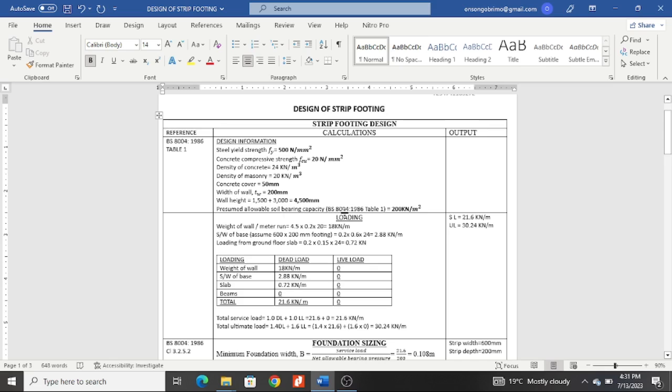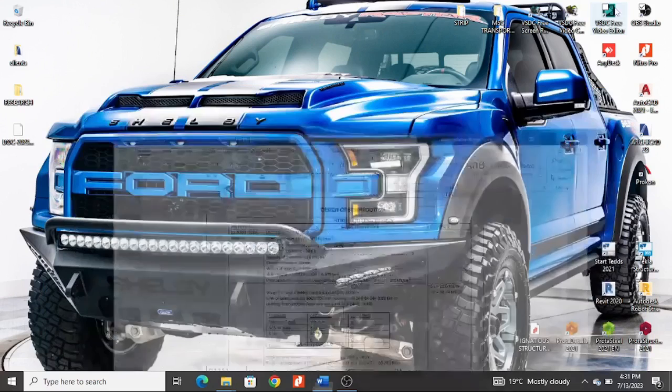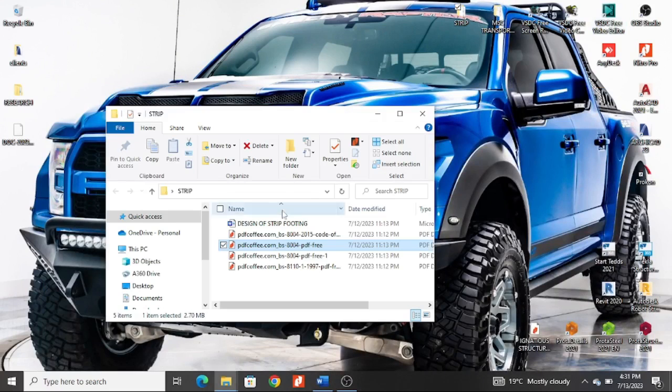And this is guided by the British Standard 8004, the 1986 version. Table 1 talks about how you can assume a bearing capacity depending on the soil that you have on site. But in some cases, this is not advisable to select like this. It is good that you carry out the actual test. And I think I'll just open that. Yeah, it's right here.